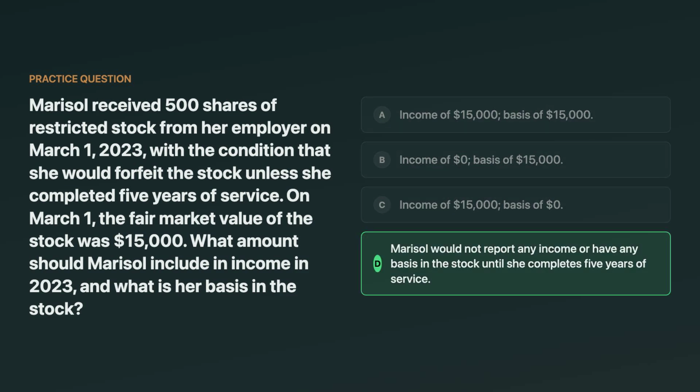The correct answer is that she generally reports no income and has no basis until the stock becomes substantially vested, meaning the risk of forfeiture lapses. That's the IRC Section 83 rule. The tempting wrong answer is including $15,000 now with a $15,000 basis, but that would usually require an 83(b) election, and the question doesn't mention one.